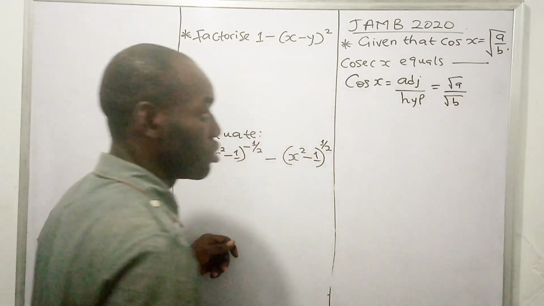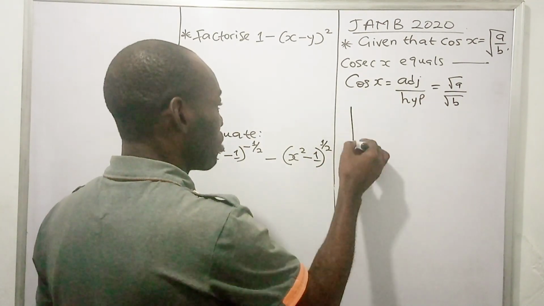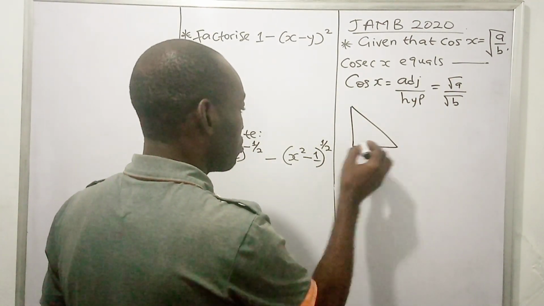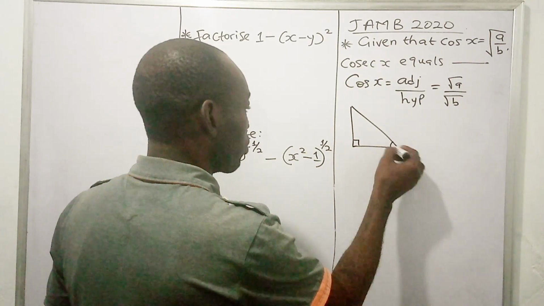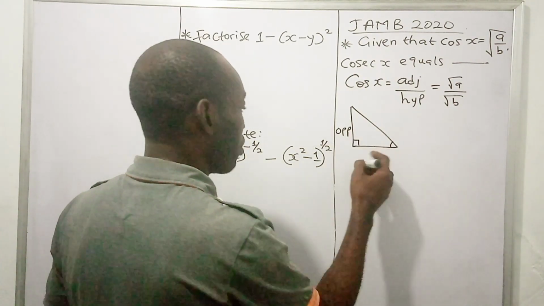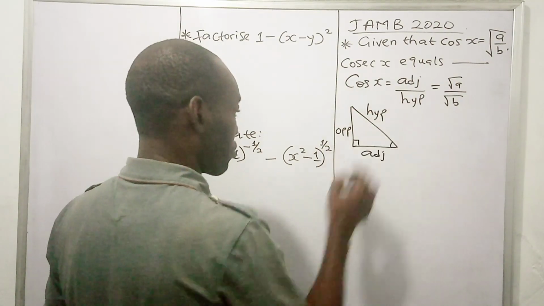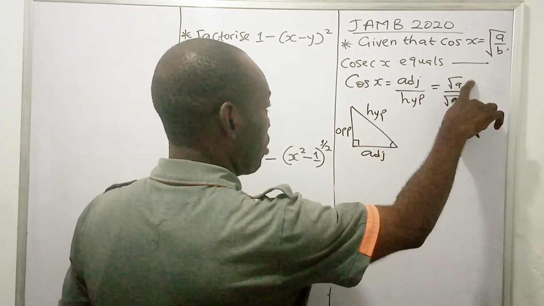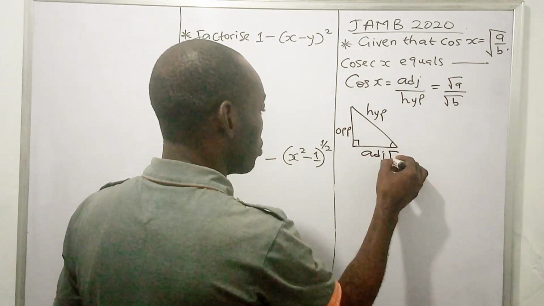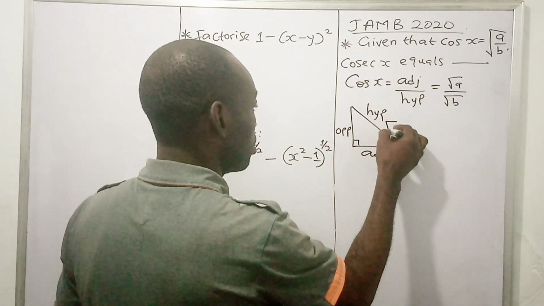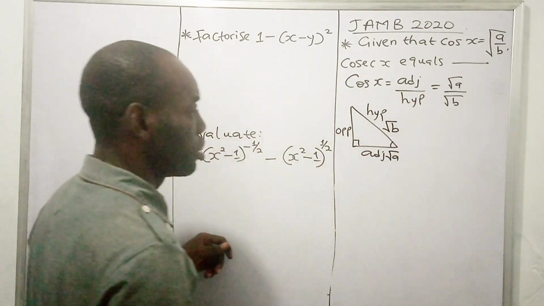Now, if we bring our right angle triangle into this question, you agree with me that here becomes the opposite if we have an angle here. Then here is the adjacent, while here is the hypotenuse. So our adjacent from cos is root A, while our hypotenuse is root B.